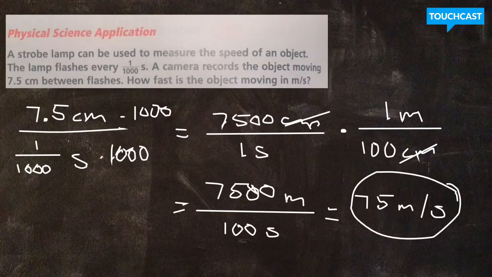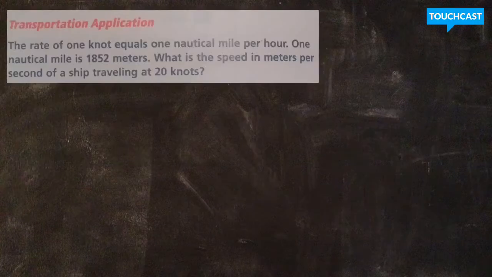Let's move on to our next and final example. So we have a transportation application. So the rate of 1 knot is equal to 1 nautical mile per hour. And 1 nautical mile is 1,852 meters. We need to know what is the speed in meters per second of a ship traveling at 20 knots. So what we know is that since 1 knot is 1 nautical mile per hour, then 20 knots has to be 20 nautical miles per hour.